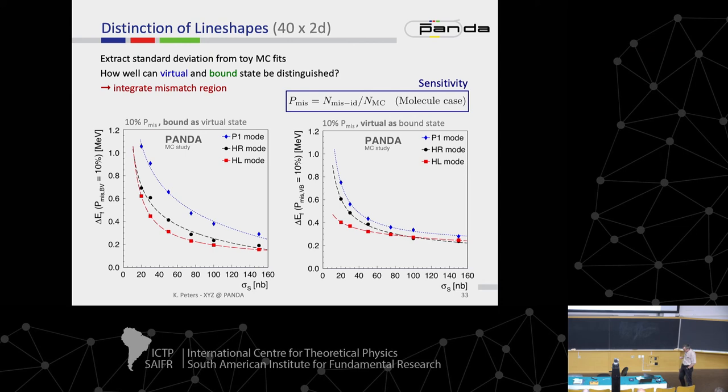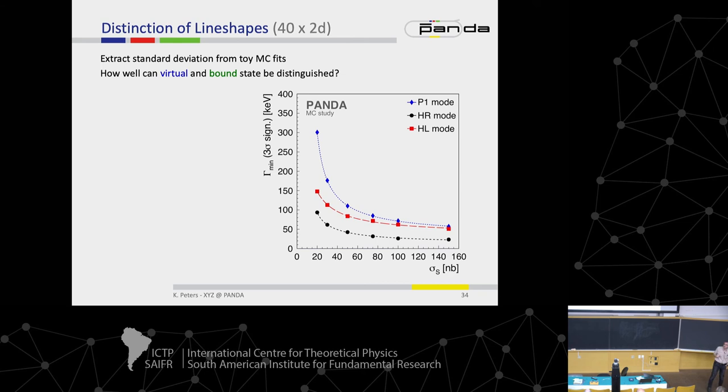And since this is only one model, and you can have many, you also need to say, okay, what is really my resolution which I get? And that's a number which is maybe easier to transport. And this is, in principle, the smallest width which you can identify unambiguously with three sigma.